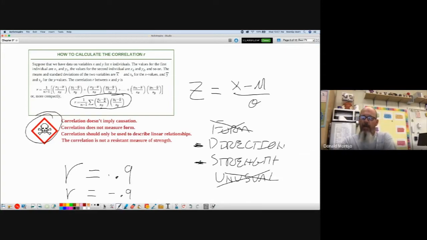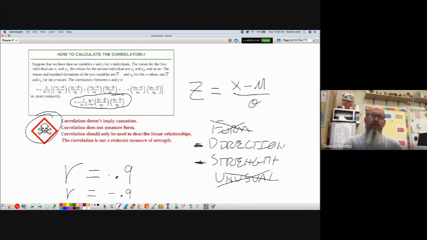Okay. Next, correlation is only used to describe linear relationships. If it's a quadratic or a cubic or exponential or a power, correlation does not describe that. Correlation is only used for linear relationships between 2 quantitative variables. And finally, the next caution is that correlation is not a resistant measure of strength. Remember that resistant means that you are strong, tough, you are unaffected by extreme observations. Anything that has to do with mean, any formula that uses X bar or Y bar or the mean of a data set will not be resistant.